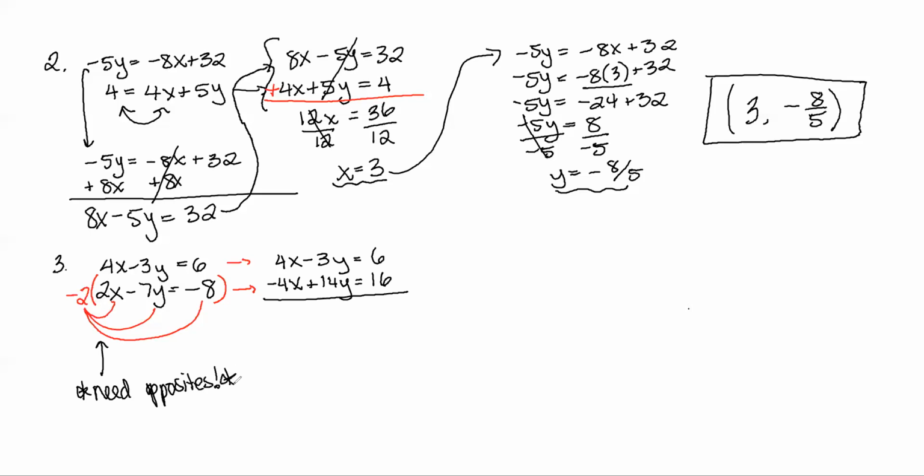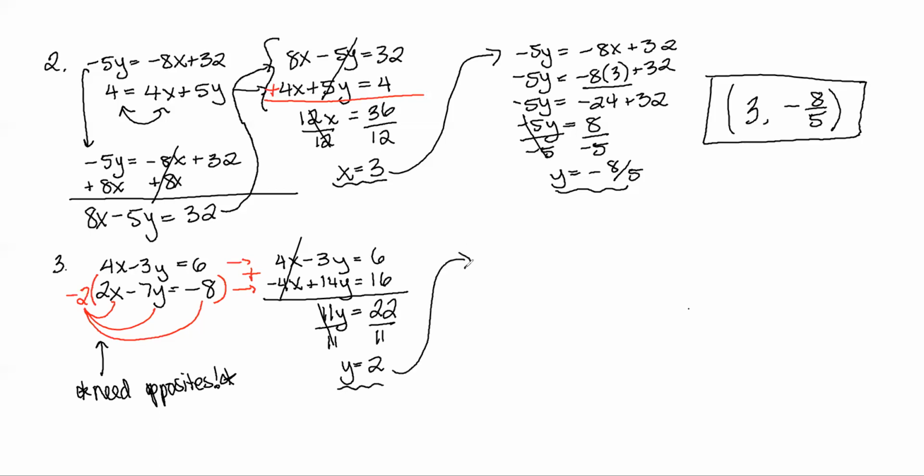Okay, so let's go ahead and add these two equations together. 4x and negative 4x, now the x's cancel. Negative 3 plus 14 is 11y equals 16 plus 6 is 22. Divide both sides by 11 and we get y equals 2. So we have part of our solution.